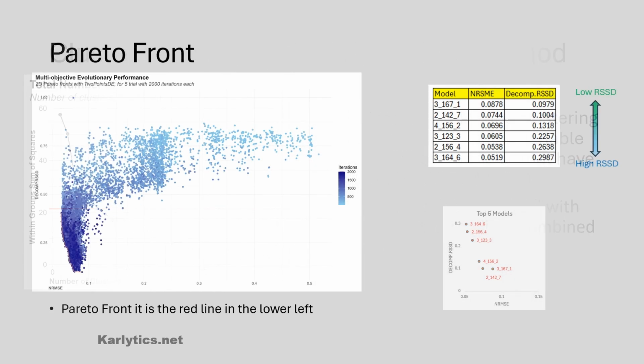The concept of a Pareto front is used to identify a set of models that offer the best trade-offs between the objectives. A model is considered Pareto optimal if no other model can improve one objective without worsening another. Here we can see that the Pareto front is the red line in the lower left of the scatter plot. Note that these different models have similar NRMSE but different RSSD. This can be seen visually by the fact that the red line is nearly vertical.